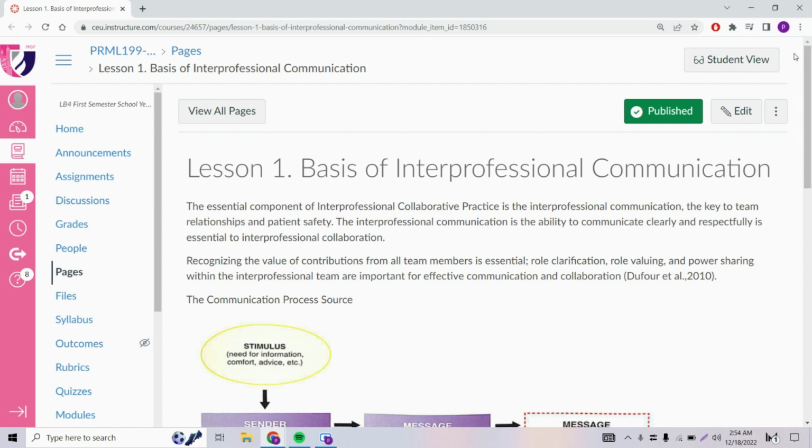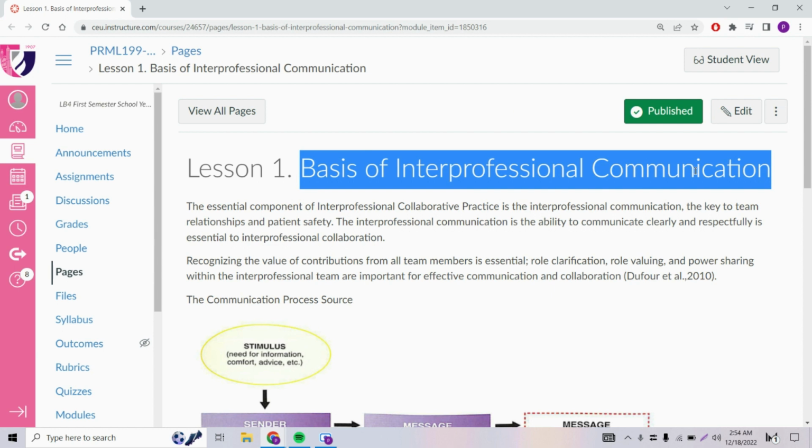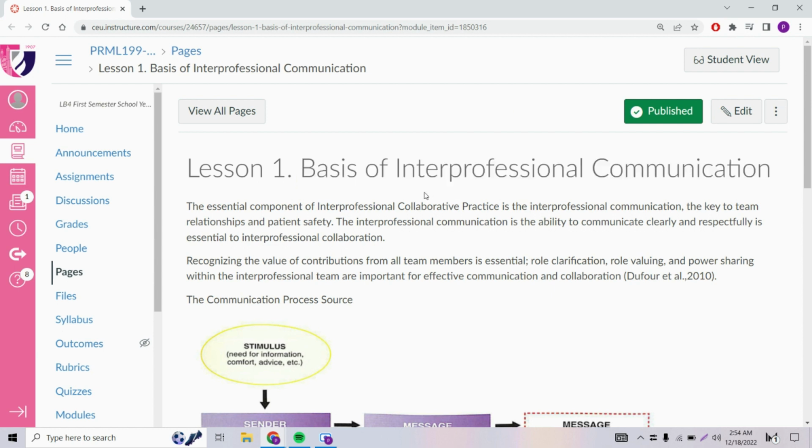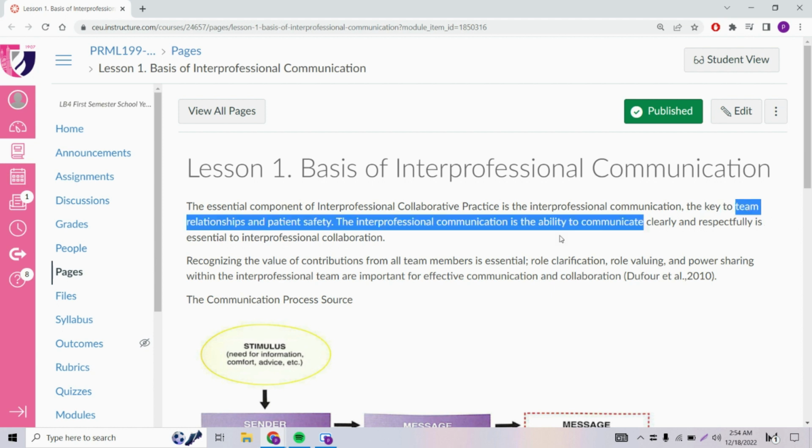Now, one of the lessons for your Module 3 class is the basis of interprofessional communication. Now, you need to understand, class, that in interprofessional communication, the key thing you need to remember is that there has to be team, relationship, and patient safety. These are the two most important components of interprofessional communication.